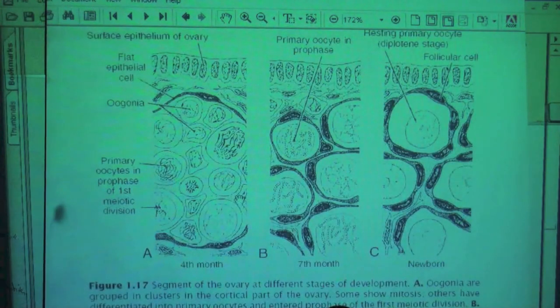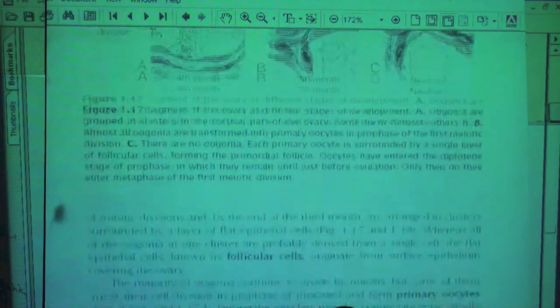It's only showing you the formation of different cells. You can see in the fourth month, a lot of primary oocytes are present, and then in the seventh month, primary oocytes enter into the first meiotic division, and at the time of birth, you can see the cells are still in the first meiotic division and they are sleeping in the newborn.